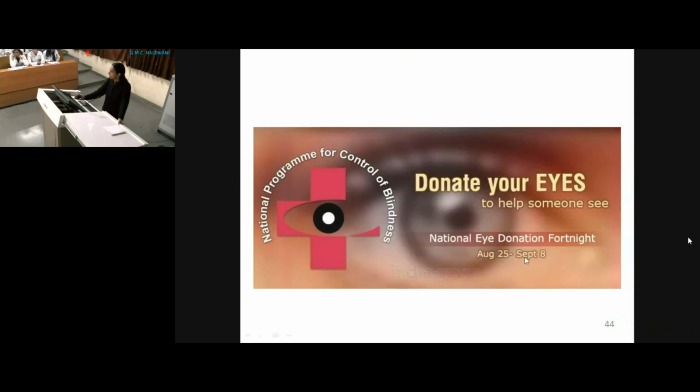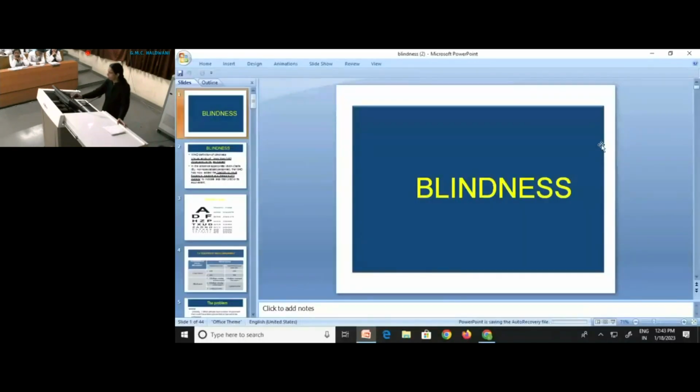So this is again eye donation fortnight, National Eye Donation Fortnight, which is observed from August 25 to September 8. Donate your eyes to help someone see. What do we have to do for this? Within 6 hours of death, the eyes have to be removed and within 72 hours we have to transplant. Right? So this was about NPCB and a very important question.